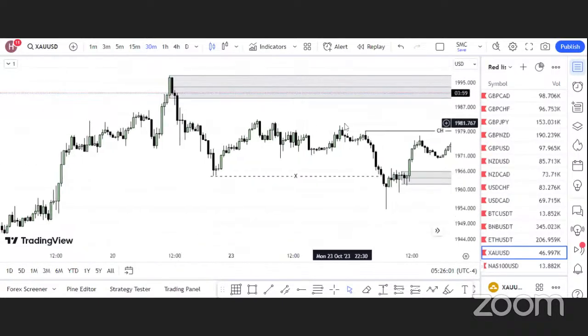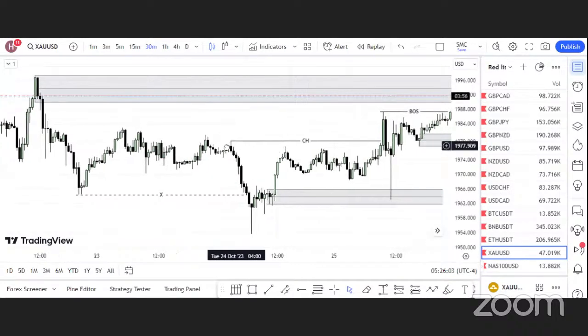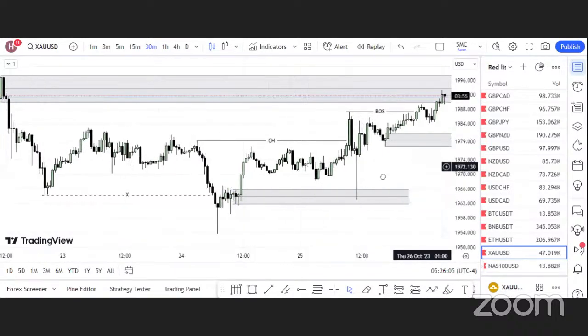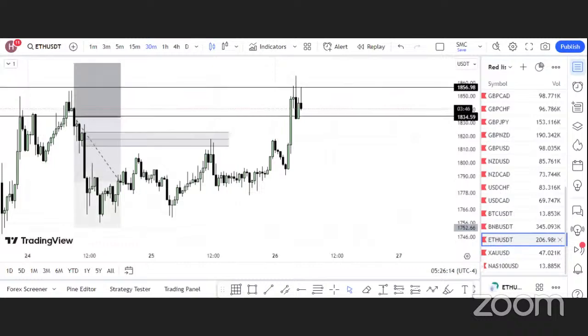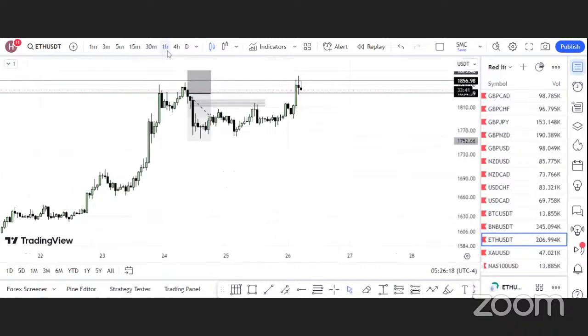All right. So the gold market has been making a bullish move, as I've said earlier. Let's concentrate on bullish movement. Okay, so let's make analysis on Ethereum USDT also.